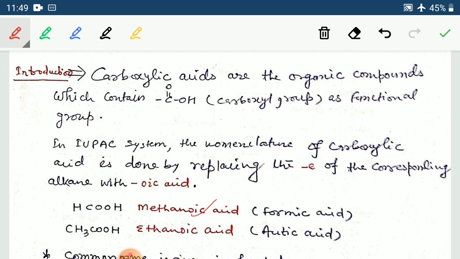Now there are two carbons, 1 and 2, so it will be ethane. Again E will be omitted and oic acid will be added, so the name will be ethanoic acid. Here in the bracket its common name is given. Common name is generally based upon the source. So formic acid is named on the basis of that formic acid is obtained from distilling the formica, and that's why it is known as formic acid.